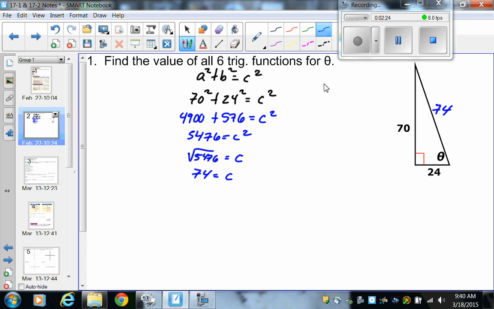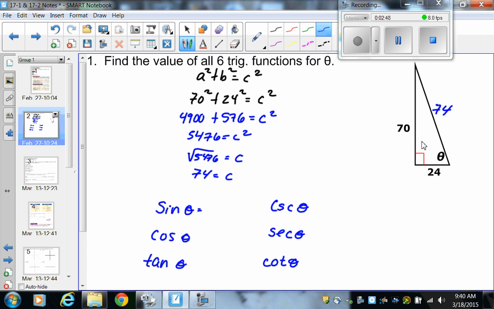So then it says all 6, so I need to find the sine of theta, the cosine of theta, the tangent of theta. Then I need to find the cosecant, the secant, and the cotangent. So sine theta would be, if I'm at this angle, across from it, it's going to be the opposite. The one next to it's the adjacent, and the hypotenuse is always across from the right angle.